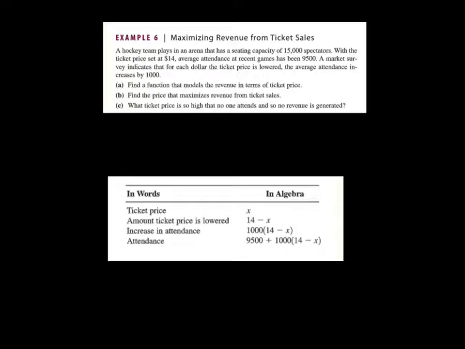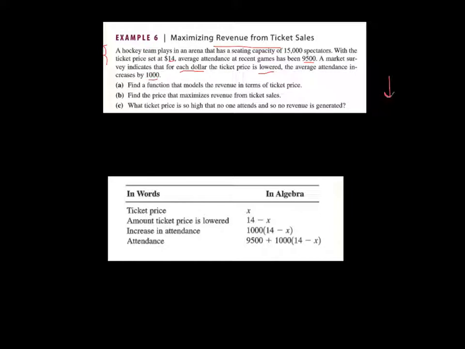So, this first problem involves maximizing revenue from ticket sales. We'll just take a quick peek here. We're talking about a hockey team that plays in an arena with a seating capacity of 15,000 spectators, with a ticket price set at $14. The average attendance at recent games has been 9,500 people, and that's with a ticket price at $14. A market survey indicates that for each dollar the ticket price is lowered, the average attendance increases by 1,000.